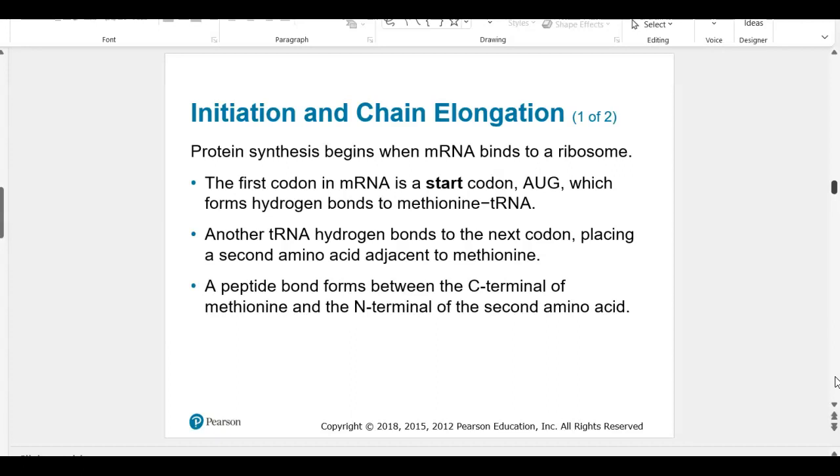You have your initiation step, of course, where the start codon is going to form these, when they say hydrogen bonds, that's that base pairing. Okay, the AUG is going to form the hydrogen bonds to the anticodon of the methionine transfer RNA. Okay, that's going to be the first step. And then another transfer RNA is going to bind to the next codon, placing a second amino acid there, and then a peptide bond is going to be formed between those two. So you're just going to keep forming peptide bonds as you go along.